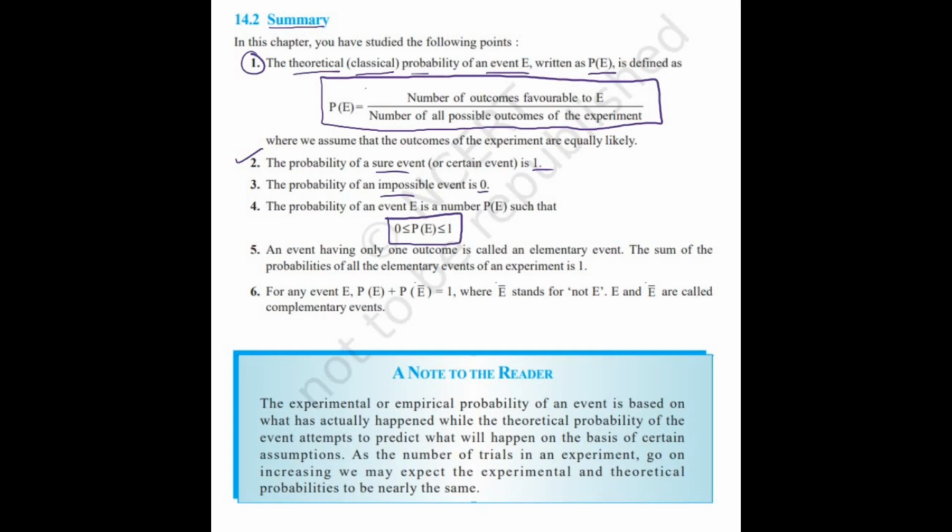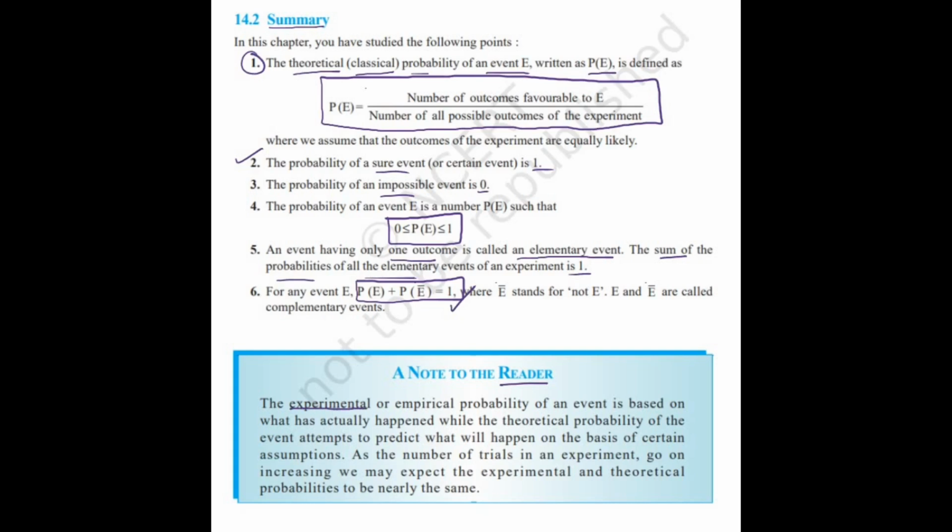If an event has only one outcome, it is called the elementary event, and sum of probabilities of all elementary events of an experiment is always 1. And the last point, probability of happening of an event plus probability of not happening of an event always sums up to 1. A note to the reminder, let's read this also.